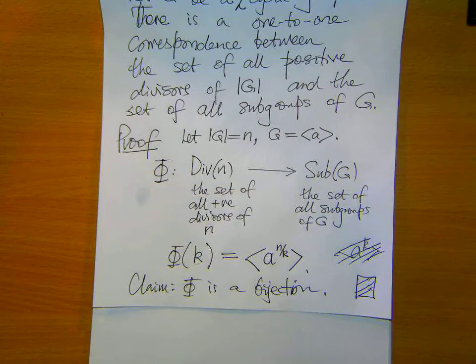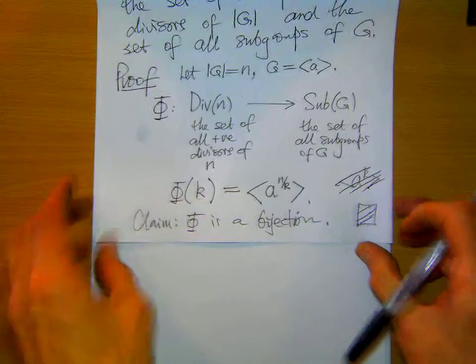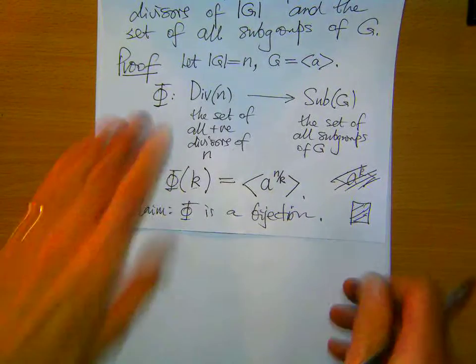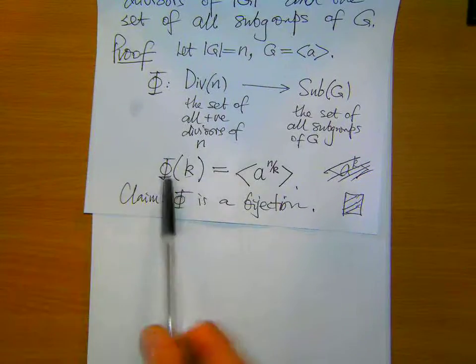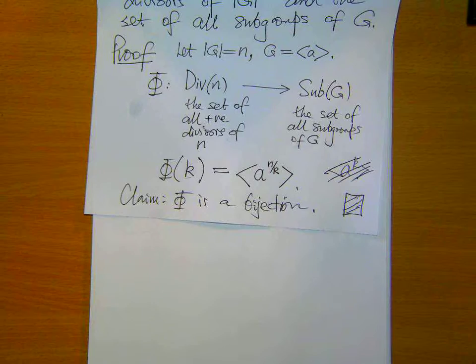Just one remark before I do an example. The order of any subgroup, since this is a bijection, in particular it's surjective, every subgroup has order a divisor of n. So in a cyclic group, if you take a subgroup, the order of the subgroup is a divisor of the order of the group.